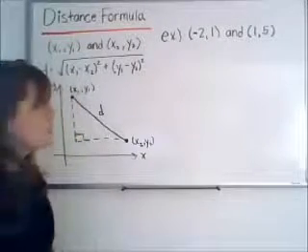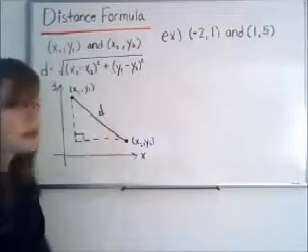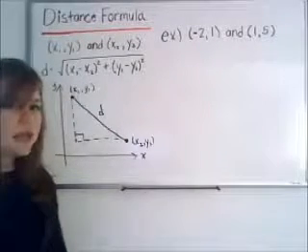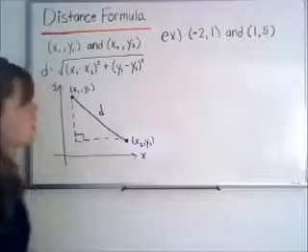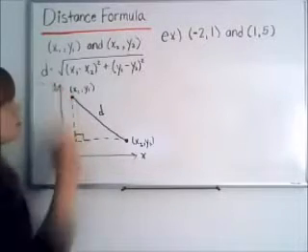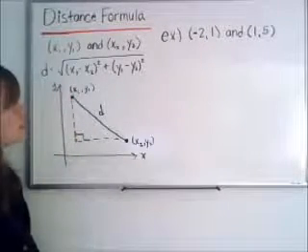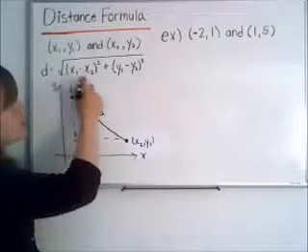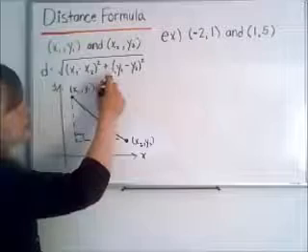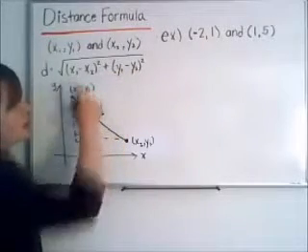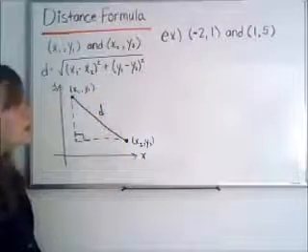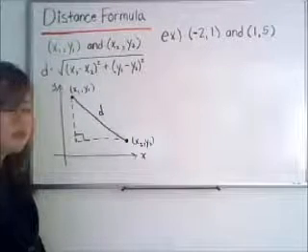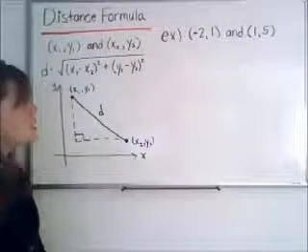In this case, I'm going to call my first point x1, y1, and my second point x2, y2. And the formula then, the distance between these 2 points, is equal to the square root of the difference of the x's plus the difference of the y's. So x1 minus x2 squared plus y1 minus y2 squared. And what you do is you sum up those values and take the square root.